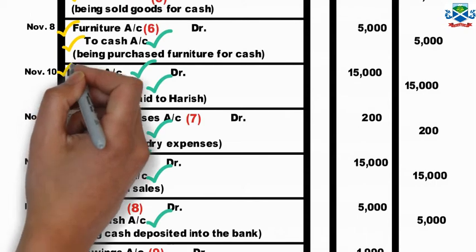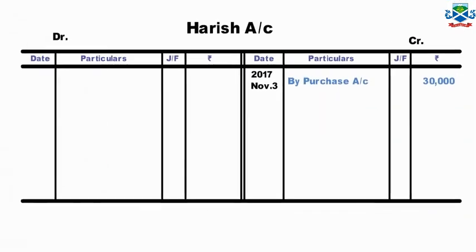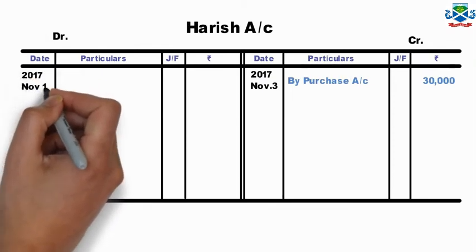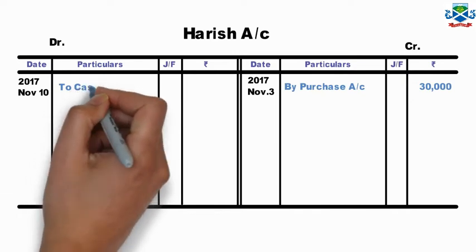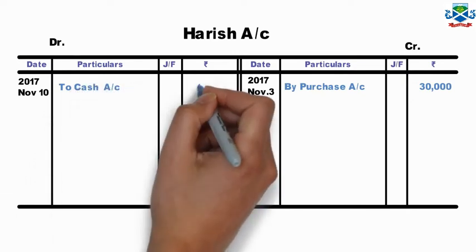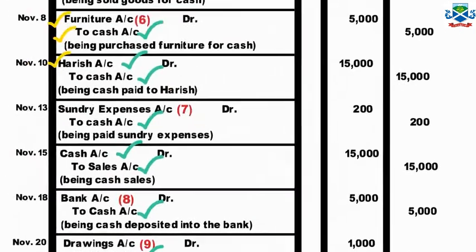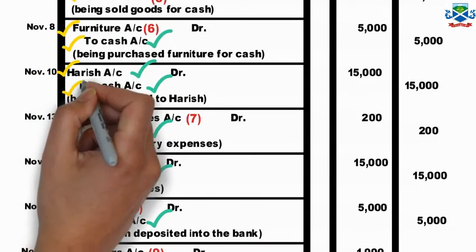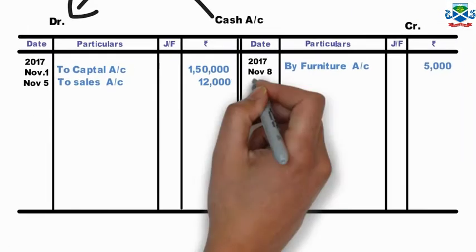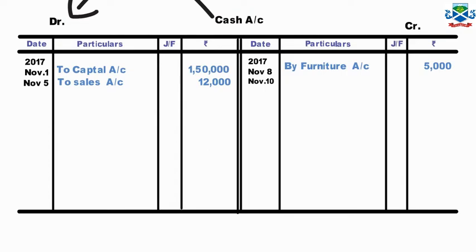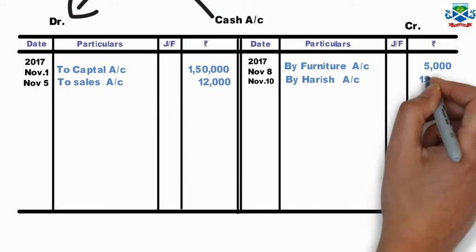Next is Harish account debit to cash account. Both ledgers are already present, so we need not create them. We'll go to the Harish account. On the debit side we'll write 10th, to cash account 15,000. We make the payment to Harish, and cash is credited by Harish 15,000. So we'll go to the cash account, credit side, we'll write by Harish on November 10th, by Harish 15,000.